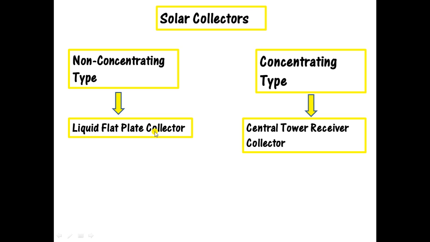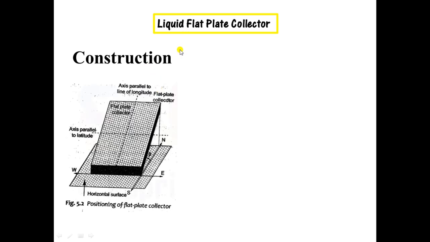After we understand the working of the liquid flat plate collector and the central tower receiver collector, we will be able to understand the difference between non-concentrating and concentrating types. First, let us study the liquid flat plate collector, which is a non-concentrating type of solar collector used in solar thermal systems. This is the construction of the liquid flat plate collector. It looks like a rectangular box and is placed inclined, in such a way that its surface faces the solar radiations, which directly strike its surface.